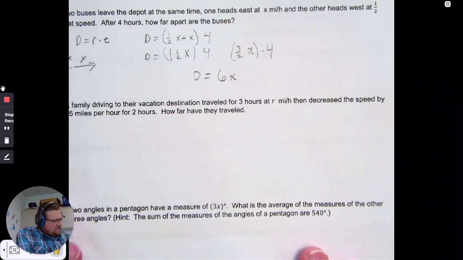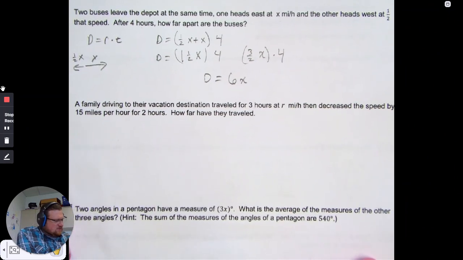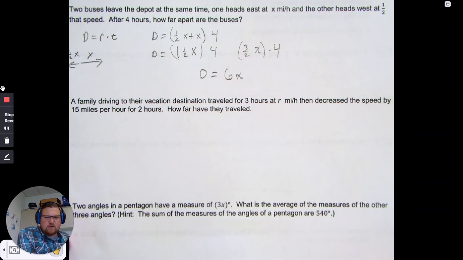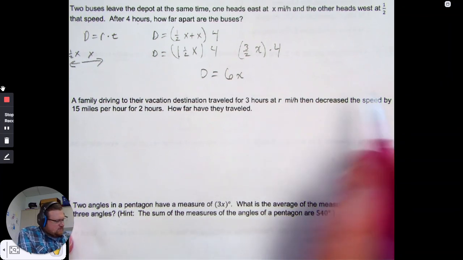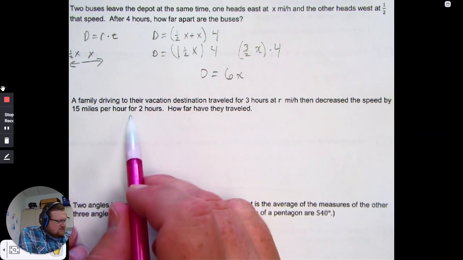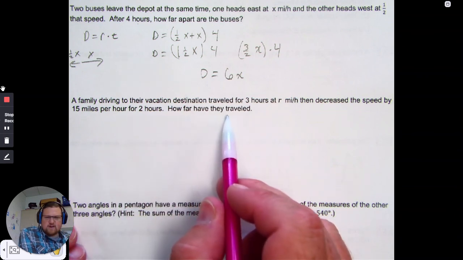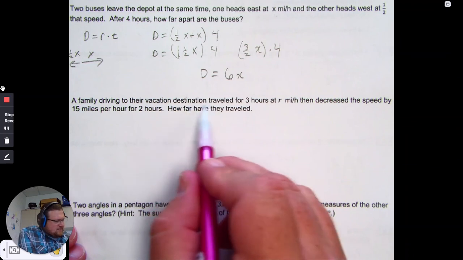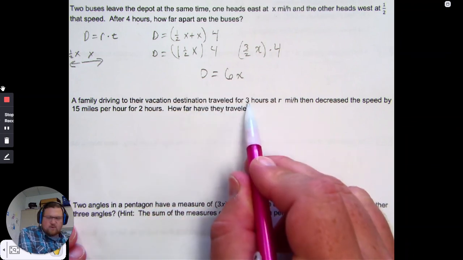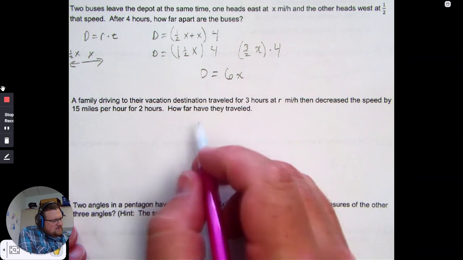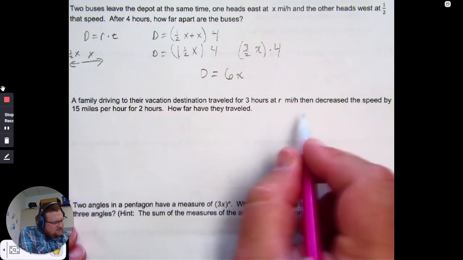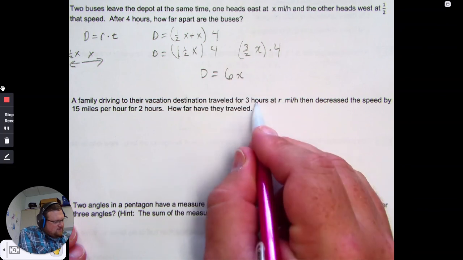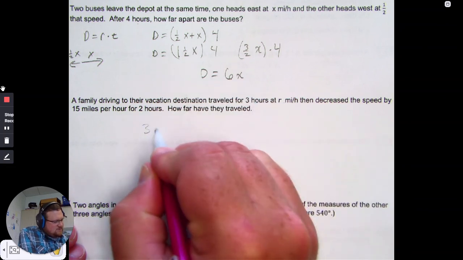Okay. A family is driving to their vacation destination, and has traveled for 3 hours at R miles per hour. Then they decreased that speed by 15 miles per hour for 2 hours. How far have they traveled? Well, we have a couple of different chunks we're looking at. They traveled R miles an hour for 3 hours. So the first part was R miles an hour for 3 hours. So that's just 3R.